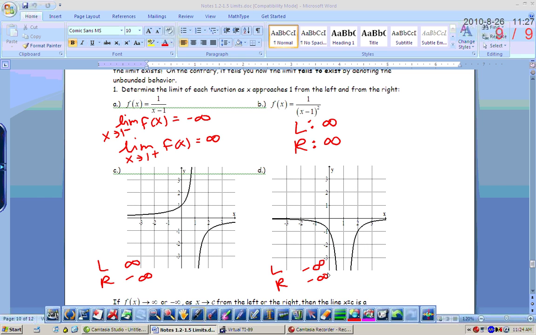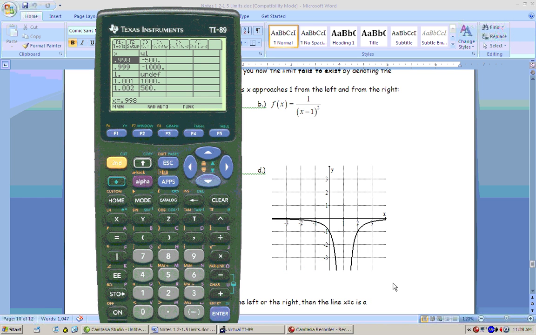All right, if f of x approaches infinity or negative infinity as x approaches some specific number from the left or the right, then the line x equals c is what? What type of asymptote? Vertical asymptote. Good. So you've learned about vertical asymptotes for a really long time, but it's very closely tied with limits.